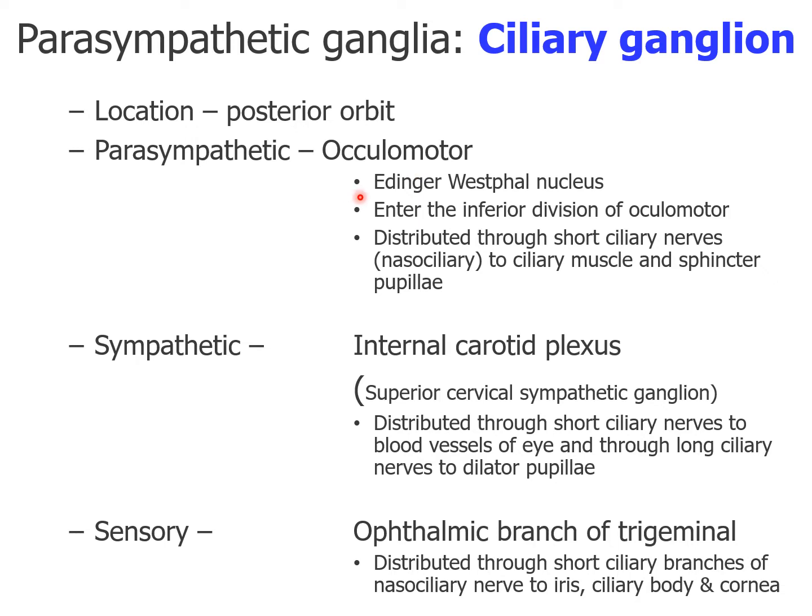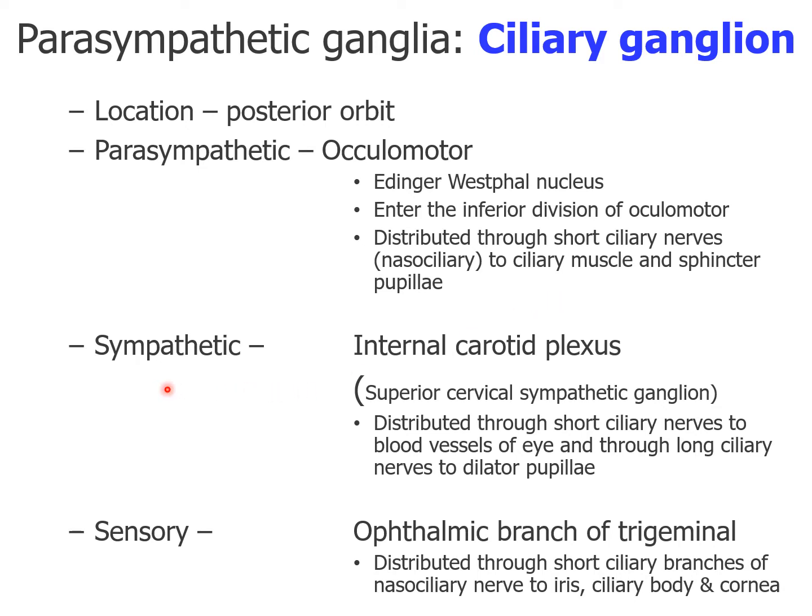The preganglionic parasympathetic fibers originate in the Edinger-Westphal nucleus in the brain and enter the inferior division of the oculomotor nerve where they synapse, and the postganglionic fibers are distributed through short ciliary branches of the nasociliary, which is a branch of the ophthalmic division of the trigeminal nerve, to the ciliary muscle and also the sphincter pupillae. So remember, the sphincter pupillae muscle, which is responsible for constriction of the pupil, has parasympathetic innervation.